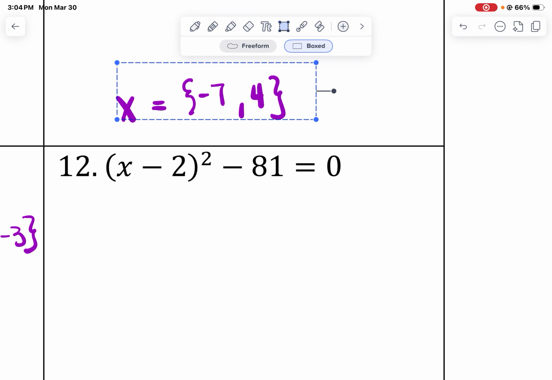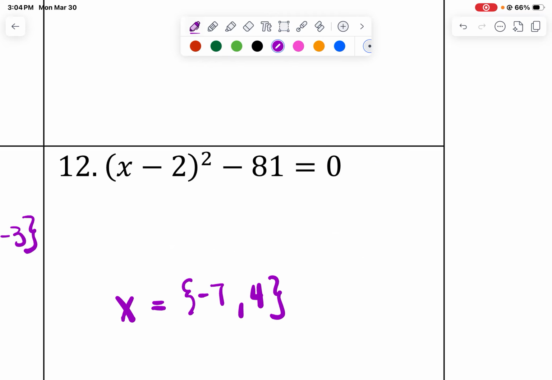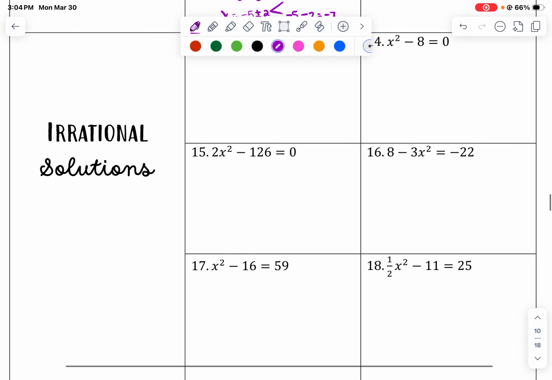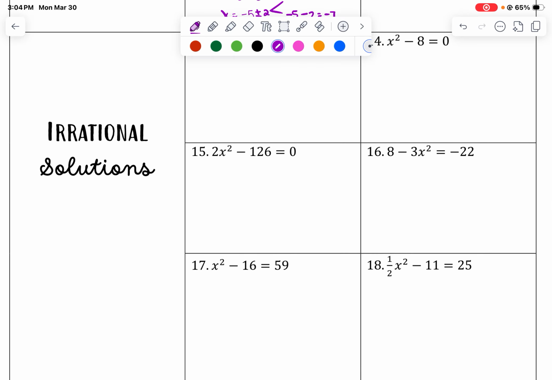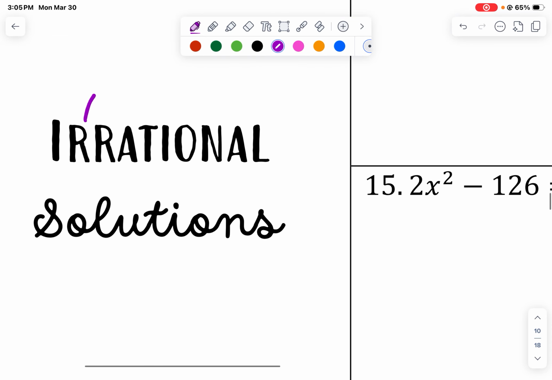Number 23. We already have what's being squared isolated, so we're going to start by taking the square root of both sides. We get x plus 2 is equal to, when we take the square root of that, we get the square root of negative 1 times the square root of 81, which is going to give us 9i. Don't forget your positive negative. Subtract 2 on both sides. x is equal to negative 2 plus or minus 9i.